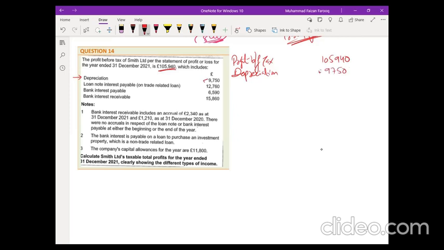Correct. Now the other one, loan interest, which is what? Trade related. So what is the adjustment for trade related? Should be allowed. Loan note interest, allowed means it should be deducted, and it is deducted. So no need to adjust anything. Am I right?